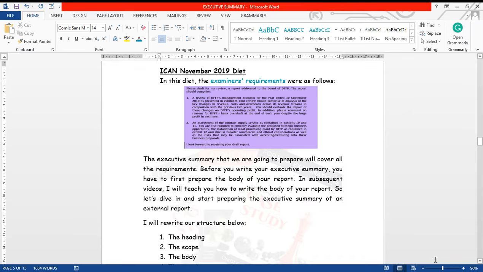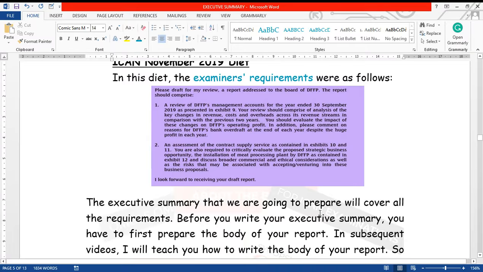The strategic business opportunity is the installation of meat processing plants by DFFP as contained in Exhibit 12, and discuss broader commercial and ethical considerations as well as the risks that may be associated with accepting or venturing into these business proposals. So we are to do.